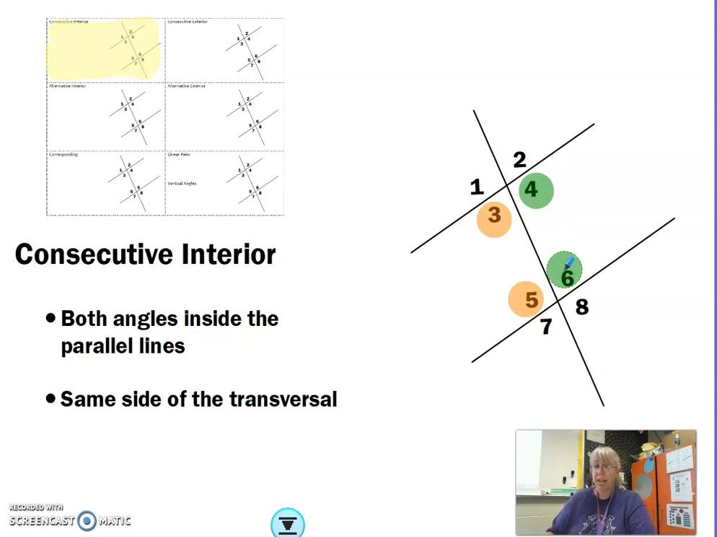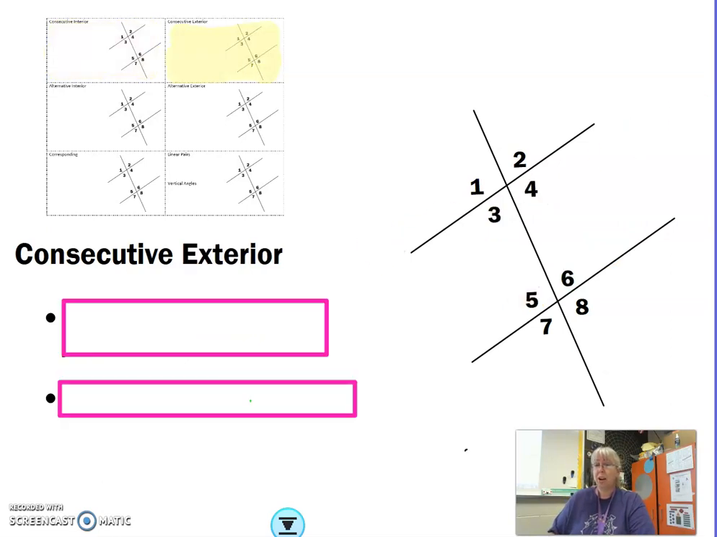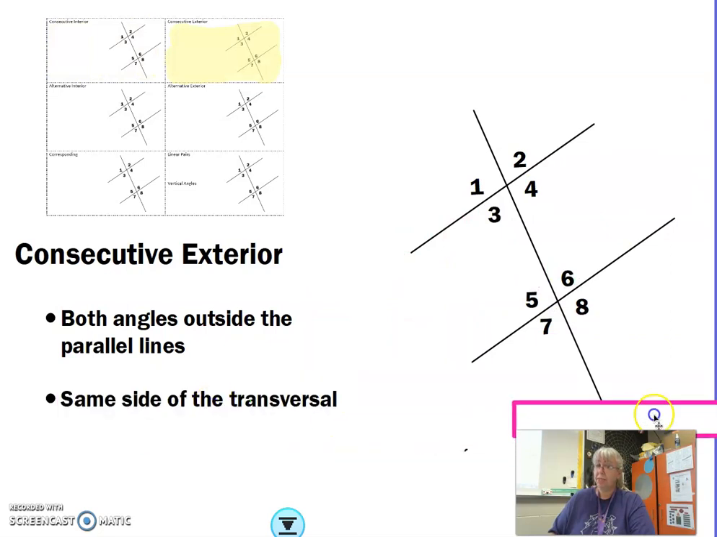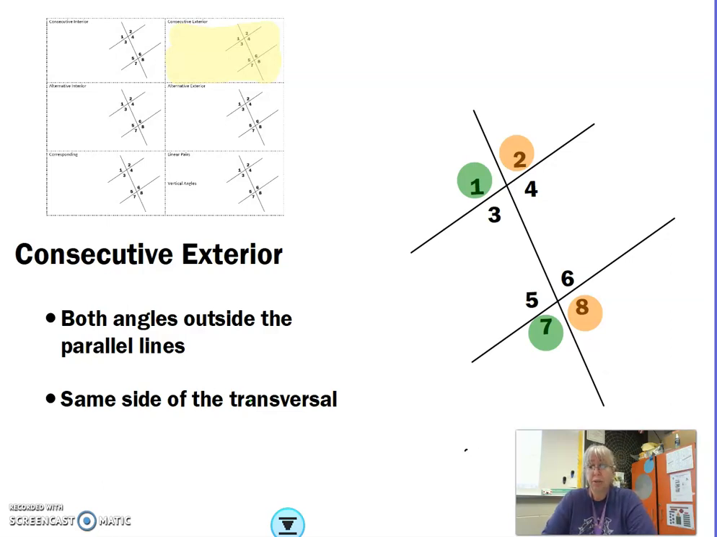Now we also have exterior. So if they are both exterior angles and on the same side, we call them consecutive exterior angles. So that would be our angles like 1 and 7, or 2 and 8. Now remember, on these videos you need to pause between slides so that you can write the information down.